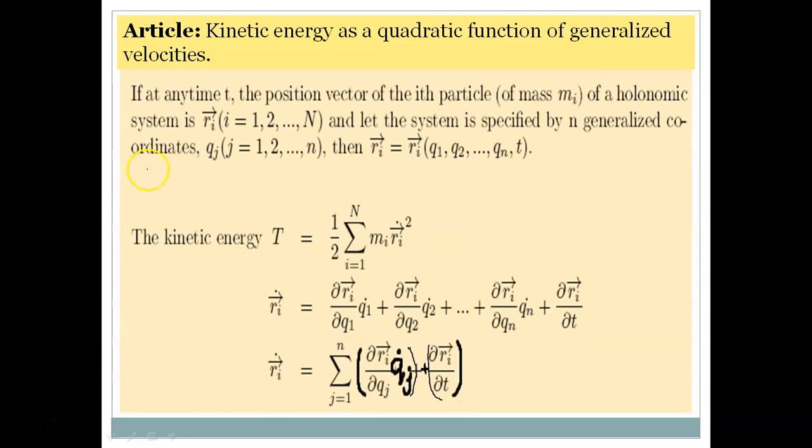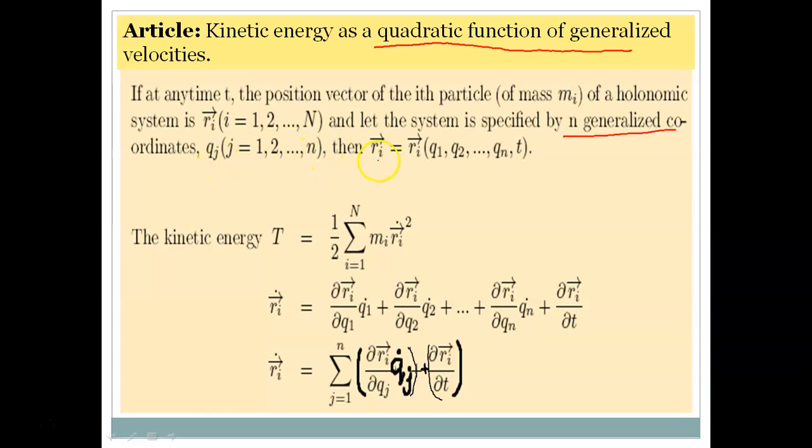Now the next article is to express the kinetic energy of a system of particles as a quadratic function of generalized velocities. So is it possible? Then we see here, if at any time t the position vector of the ith particle of mass mi of a holonomic system is ri, i going from 1 to n, in fact there are n particles in the system, and let the system be specified by n generalized coordinates, that is q1, q2 up to qn.